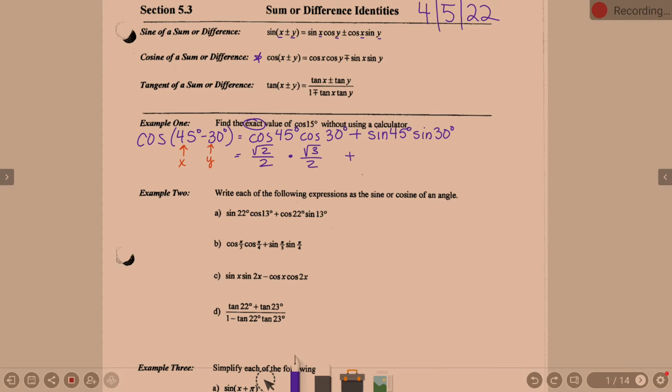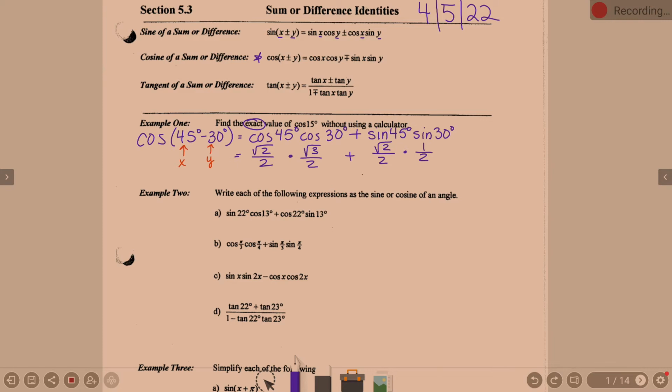Plus, the sine of 45 degrees is square root of 2 over 2 times sine of 30 degrees, which is 1/2. Okay? At this point, it's just a cleanup. Do your multiplication and then do our addition. What is square root of 2 over 2 times square root of 3 over 2?